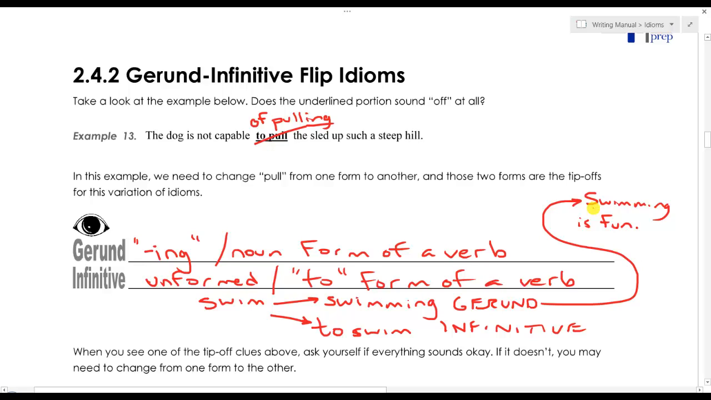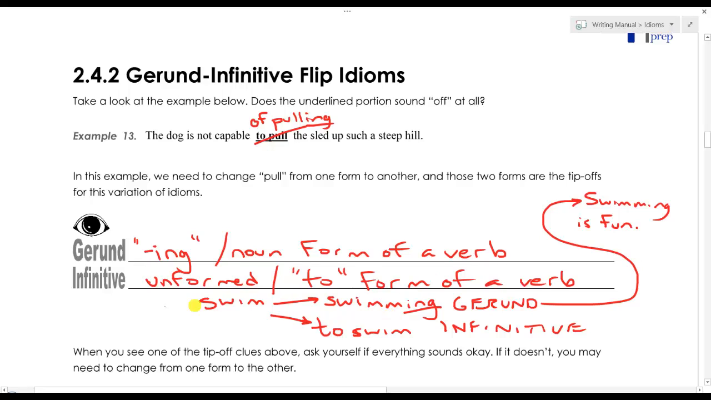Subjects are always persons or people, things, or places. They are always nouns. So this swimming is functioning as a noun in this sentence. It is a thing. It is an activity, and it is what is fun. So again, verbs can be put into gerund form by adding an ing and possibly another letter, as happens with swim. And to swim is the infinitive form. It is the completely unformed version of the verb.